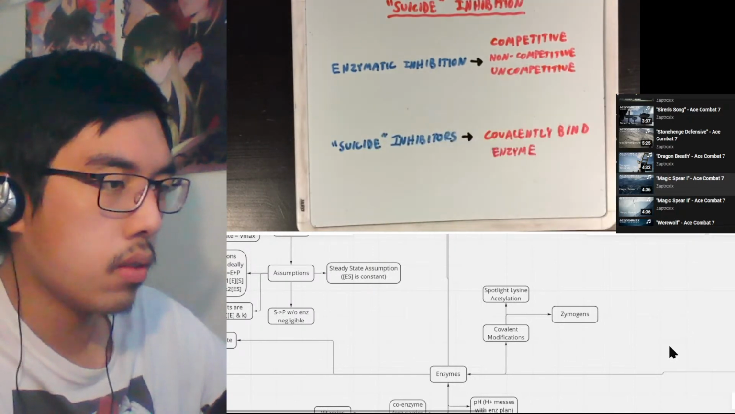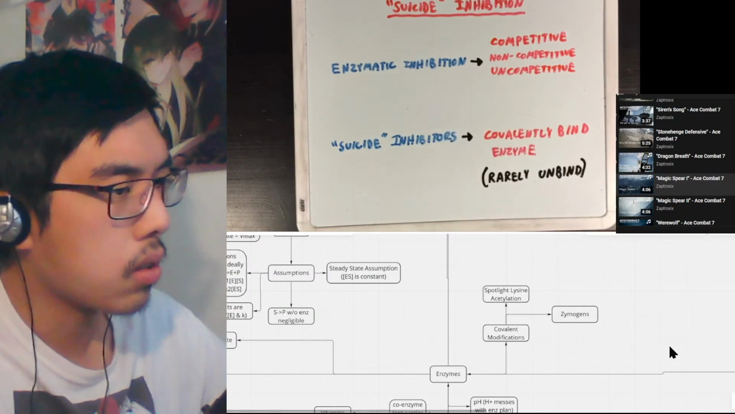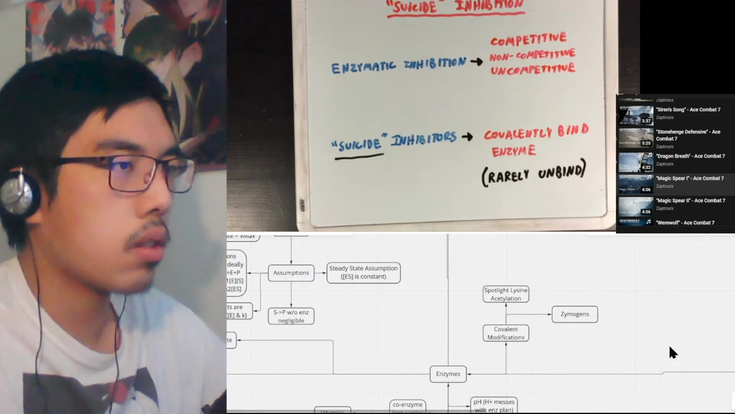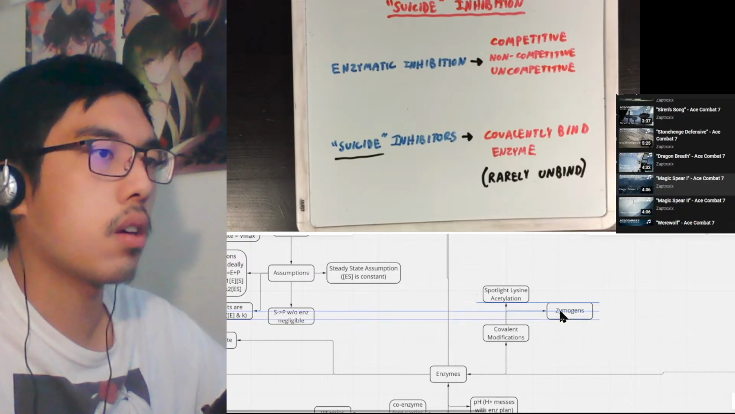Suicide inhibitors covalently bind the enzyme and prevent it from catalyzing reactions. And what's interesting is that since these inhibitors form covalent linkages to the proteins, they rarely unbind, which is why we call them suicide inhibitors, since after they bind, that's it for them. And this is what distinguishes this type of inhibitor from the other three that you might be familiar with.